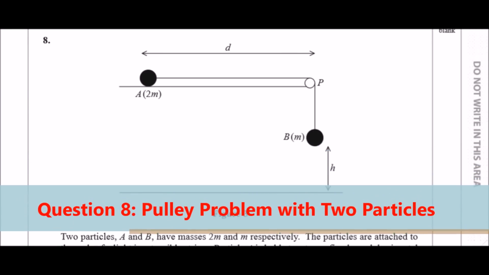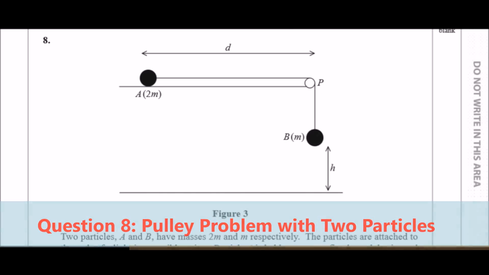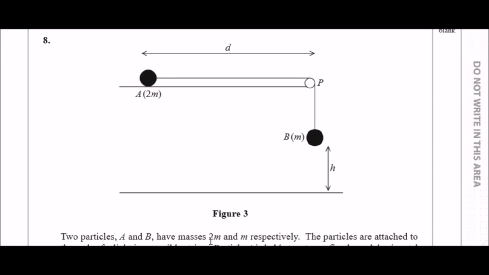Question 8. So this is the final problem of the paper. And this looks like a two-particle pulley problem, so let's check it out. Now, according to the information below, we have two particles A and B that have masses 2m and m respectively. So this means that A has a weight of 2m times g, so 2mg, and here mg.